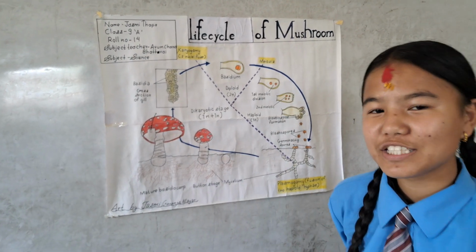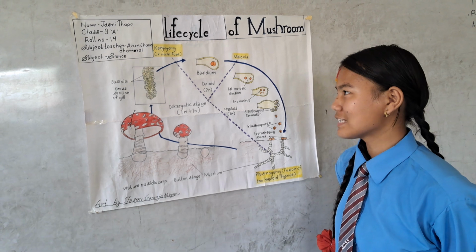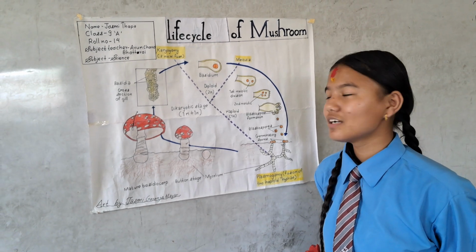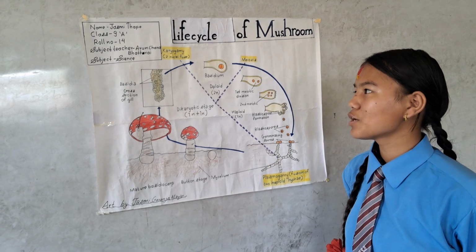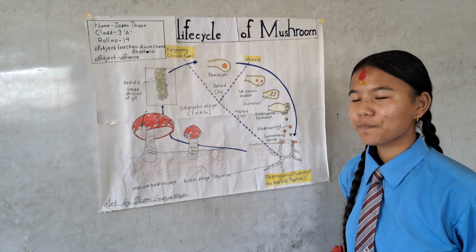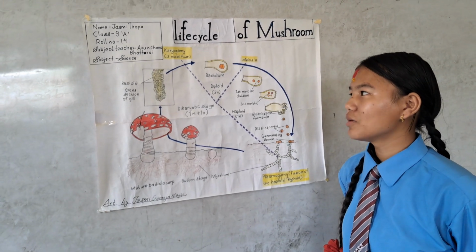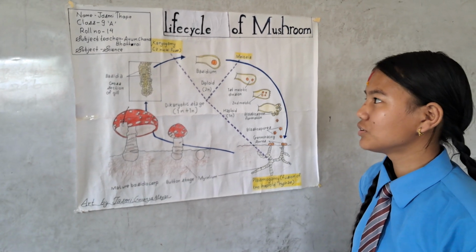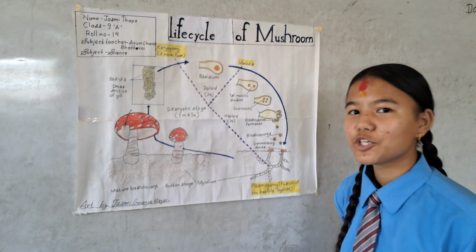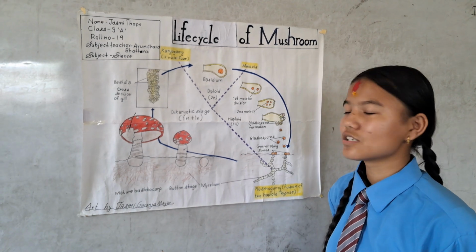Gills are mainly divided into three parts: hymenium, subhymenium, and trama. Trama is the innermost part, and subhymenium is the middle and thin layer. Hymenium is the outermost and most important part of the gills. Hymenium is also divided into two types of cell. Basidium is a reproductive cell and paraphysis is a non-reproductive cell.